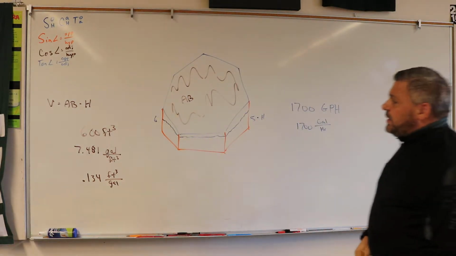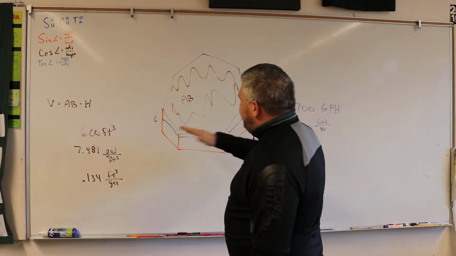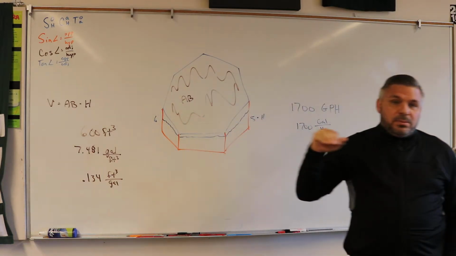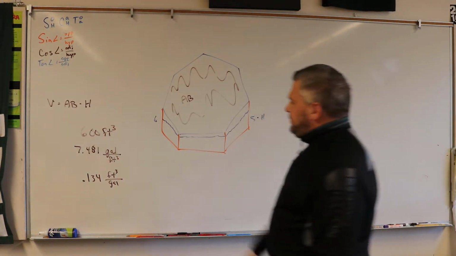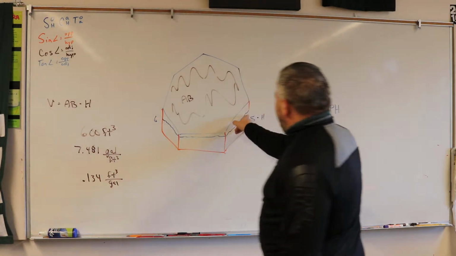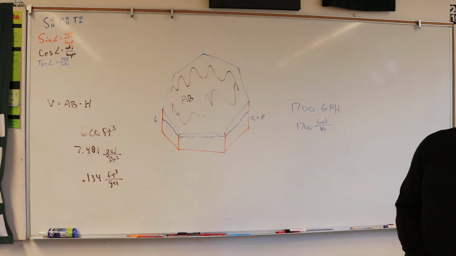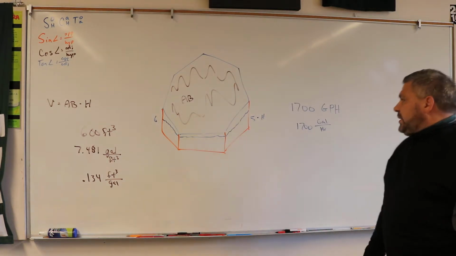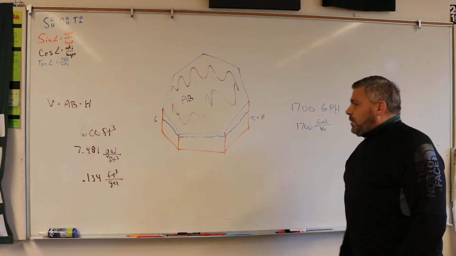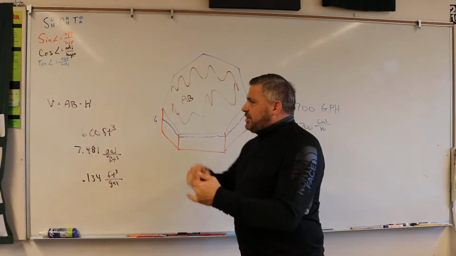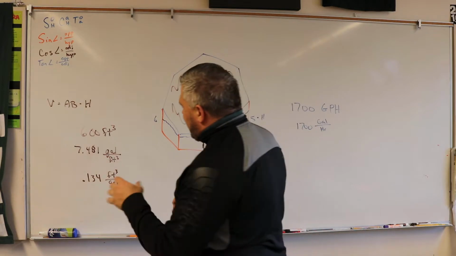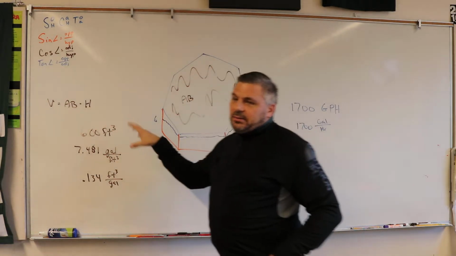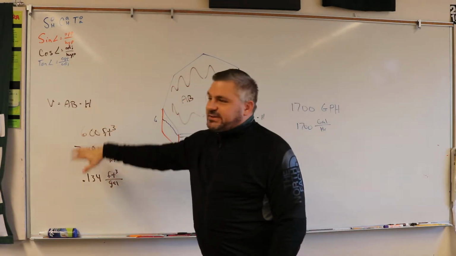Your volume, though, doesn't fill up the whole pool. We left 1 foot out. So since our pool is 6 feet, the height of the water is only 5, right? So what we're trying to figure out is our area of our base times the height. And I kind of just made up a volume of 600 cubic feet.